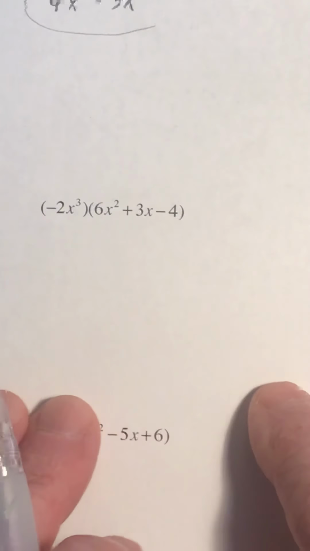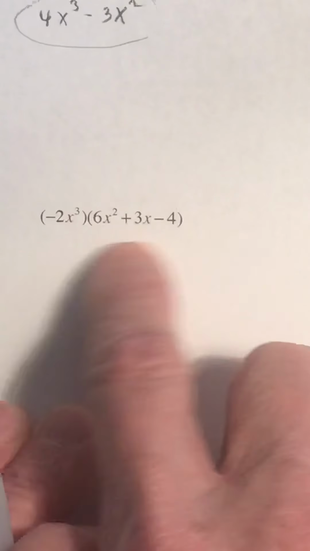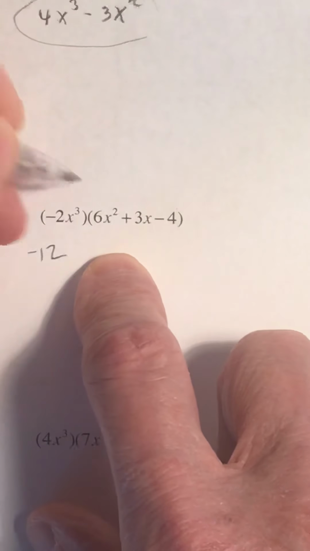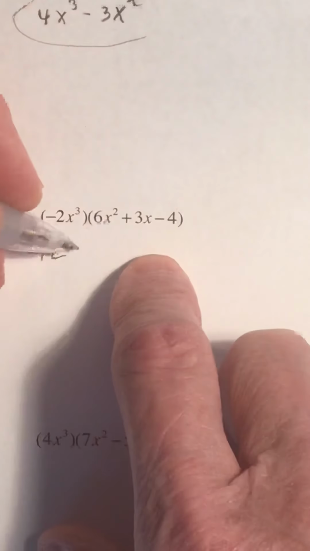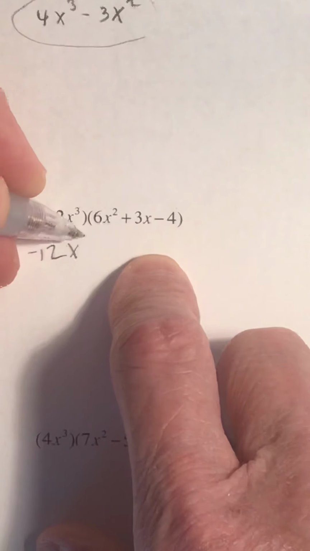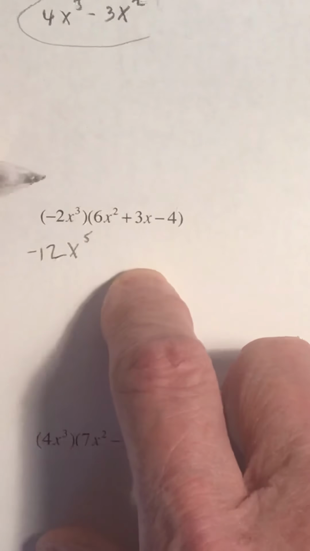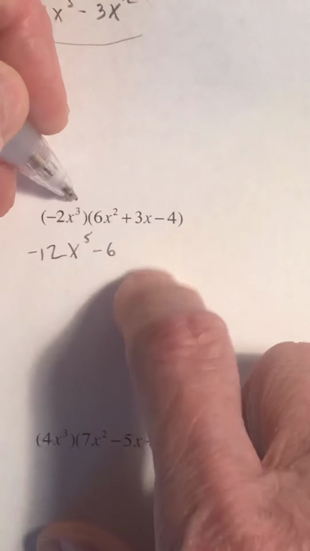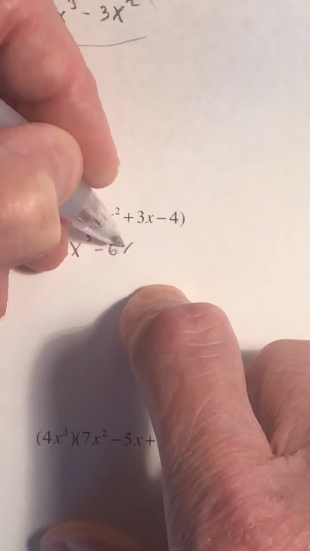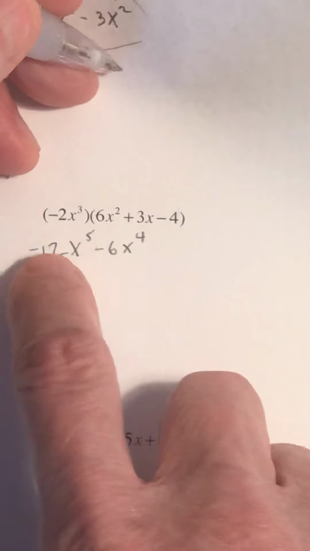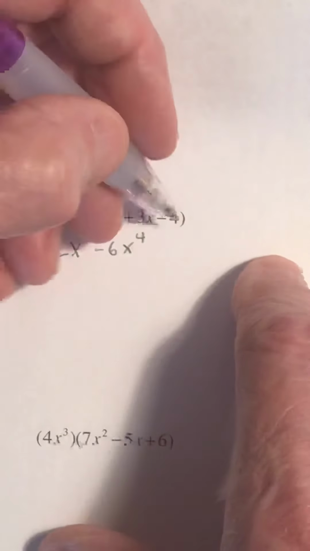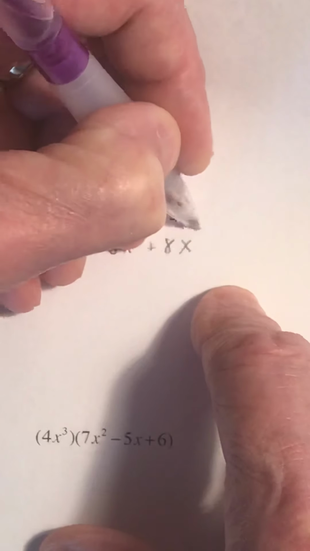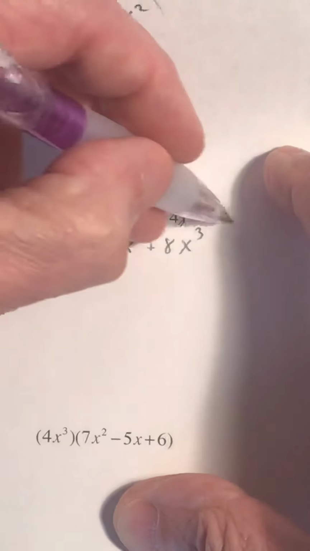Third one down in the first column. I'm going to do 3 multiplications here. First, negative 2 times 6 makes a negative 12. And the x to the third times the x to the second, we add the exponents. We get x to the fifth. And negative 2 times 3, we get a negative 6. And the x to the third times the x to the first, we get an x to the fourth. And last, negative times negative, we get positive 8x to the third. That's that.